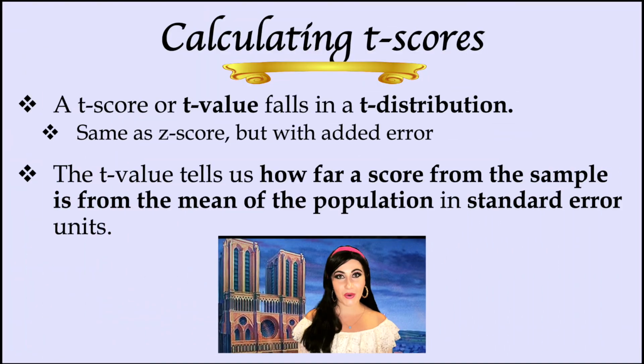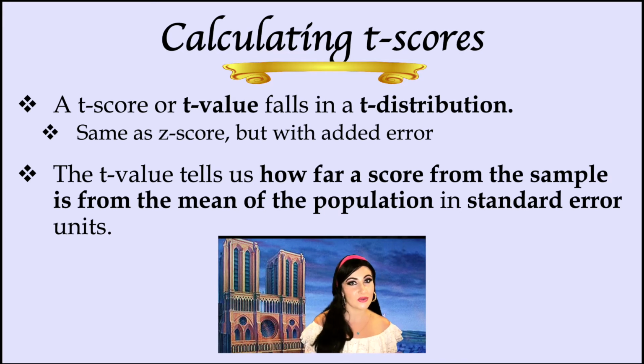So a t-score or a t-value falls in a t-distribution. It is the same idea as a z-score, but with the consideration of a possibility of making an error. So previously, when we talked about the z-score formula, we would divide by the standard deviation. In this case, we're going to have the standard error in our denominator to account for that chance of making an error. So ultimately, the t-value tells us how far a score from the sample is from the mean of the population, but it's giving us this value in standard error units.